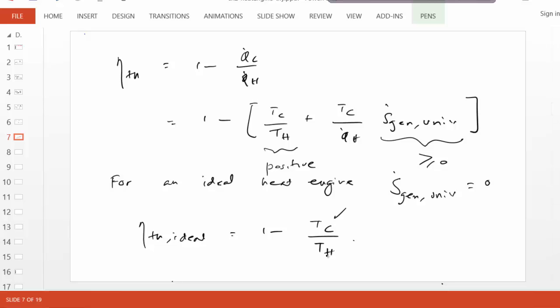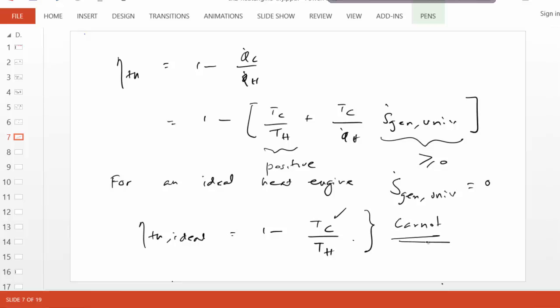And Th, well, when you burn fossil fuel or something, you can pretty much guess, but you can ask any power plant, what's your maximum temperature? Then you can come up with an ideal efficiency, and you know that a real engine will have friction, and therefore its efficiency will be lower than that.